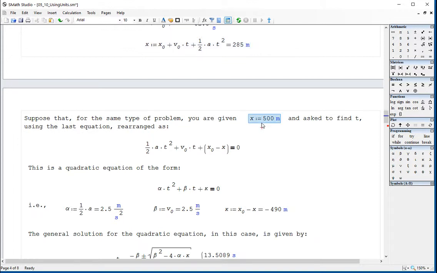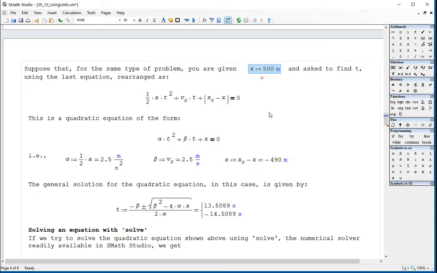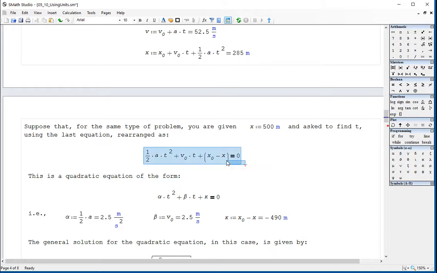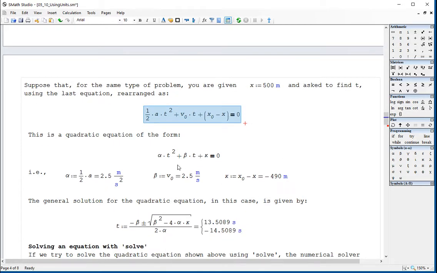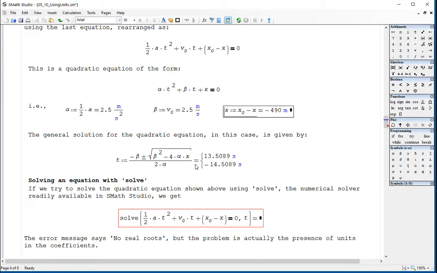But suppose that you're given x of 500 meters and you want to say what time will be necessary to reach the position that is given. And so you take your equation here for the position and rewrite it in terms of t as the unknown, and that's a quadratic equation where I'm using alpha, beta, and kappa instead of ABC. And alpha is equal to 1/2 of a, beta is equal to v sub 0, and kappa is equal to x0 minus x. And then the quadratic equation will be this, and it gives you the result. In that case, there is a straightforward solution.